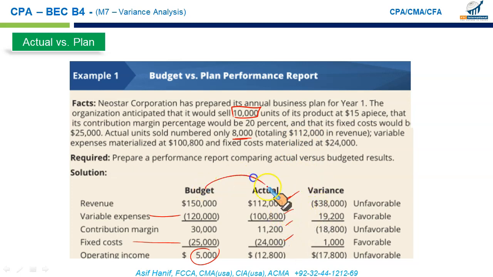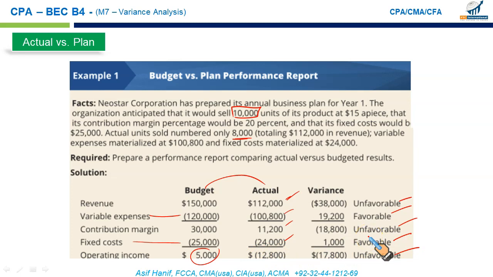Now if you make this comparison, these are the variances you will get. We thought we will get 150 revenue, we got 112, so 38 is adverse, unfavorable. Cost is low, favorable. Contribution margin is low, unfavorable. Fixed cost is less than the budget, favorable. But overall profit, in fact, is a loss. This is unfavorable. So if you do, this is the variance.